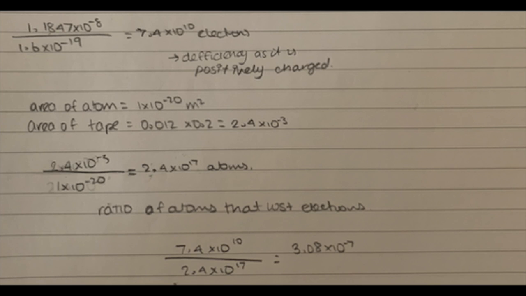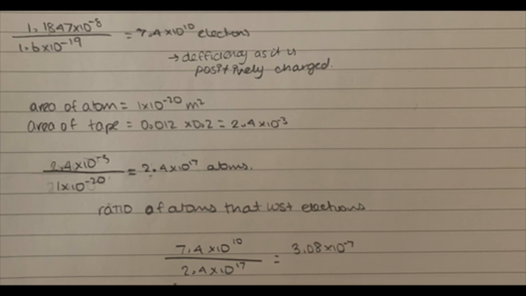The following calculations show how I then used this given charge to calculate the ratio of atoms that had lost electrons within the single piece of tape. The first thing I did was calculate the number of electrons that were lost from the positively charged piece of tape. I obtained this value to be 7.4 times 10 to the power of 10 electrons.